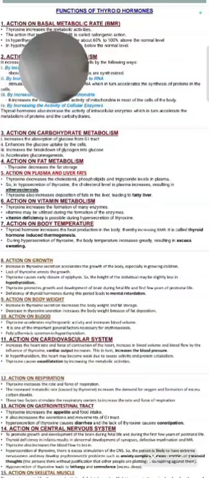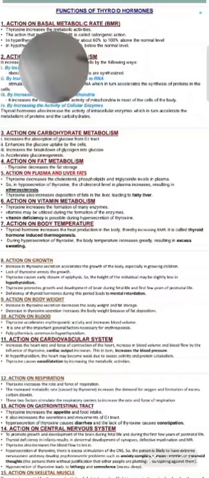So thyroid hormone helps in the breakdown of glycogen, called glycogenolysis, and it also accelerates gluconeogenesis. Now the action on fat metabolism. Thyroxine decreases the fat storage.